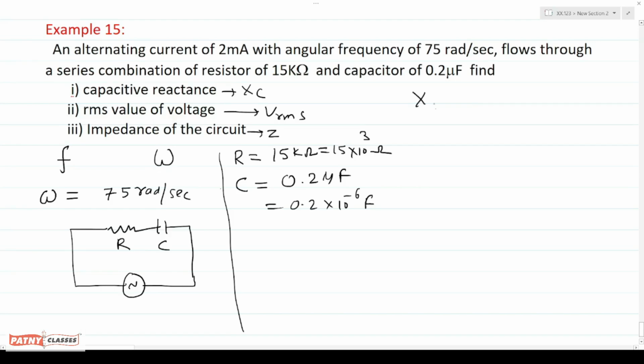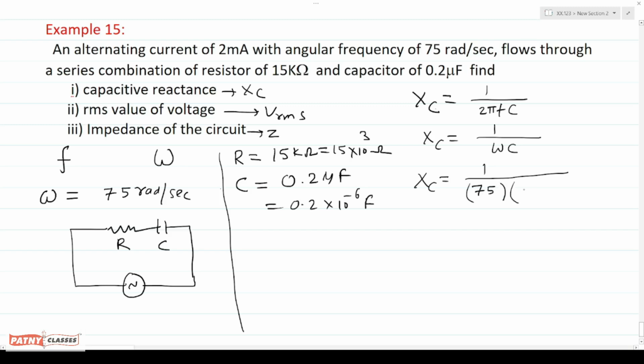In previous problem, I had utilized XC equals to 1 upon 2 pi FC, but the 2 pi F is nothing but omega. Therefore, another formula for capacitive reactance is 1 upon omega C. So we have 1 upon omega, omega nothing but 75 radians per second, and the value of capacitance, 0.2 into 10 raised to minus 6 farads. So when you simplify this, you will get XC equals to 6.67 into 10 raised to 4 ohms.